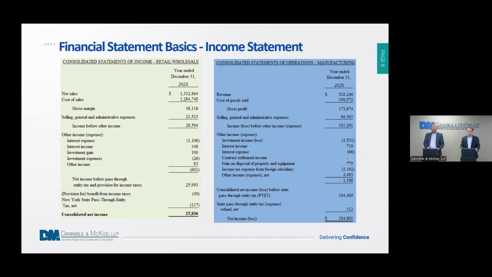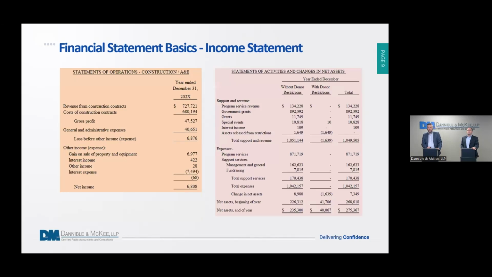And then for states like New York, and there's a bunch of other states, there's a new thing called PTET, which is a pass-through entity tax. You would show that, and then show your consolidated net income. Manufacturing, again, same thing. The only difference, you'll see cost of sales in a retail environment, cost of goods sold in a manufacturing environment. No difference. Construction, you're going to see revenue from construction contracts, cost of those contracts, so forth. Again, no significant difference other than the nomenclature.